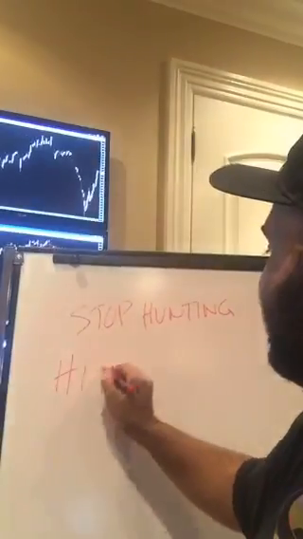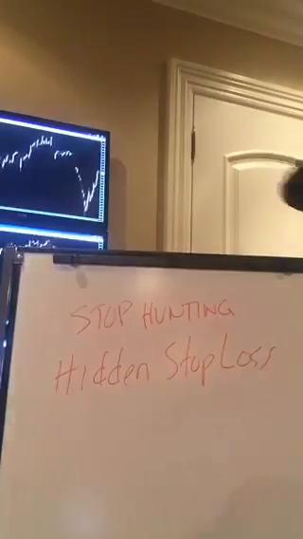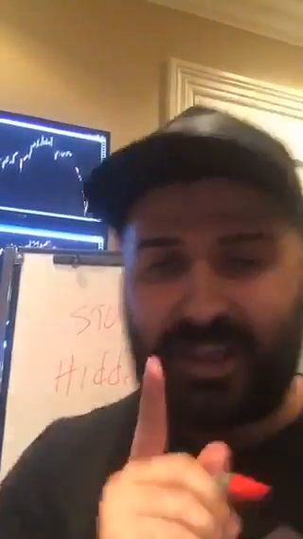Now, we can't not use stop losses. We gotta use stop losses. So, I have a program that hides your stop losses. Only you can see your stop loss. On your computer, you will see your stop loss, but the broker thinks you have no stop loss. It's called a hidden stop loss. So the stop loss is physically present on your computer.